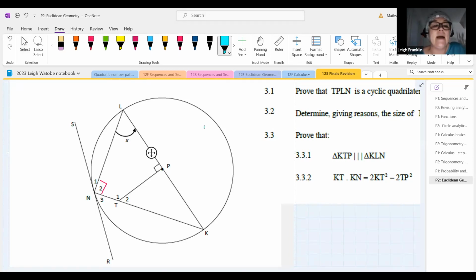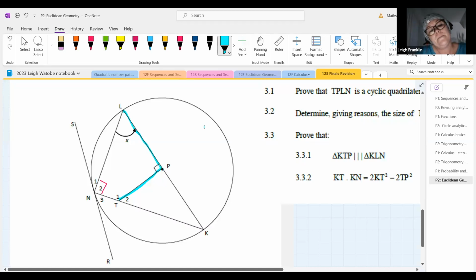So let's go and highlight TPLN. So that's this quad over here. Well, I think we've actually just done it, haven't we? Can you see I wrote down that N2 was equal to X. Sorry, talking nonsense. N2 is equal to 90 because of angle in a semicircle. So N2 and P would add up to 180 because they're both equal to 90. So therefore, the opposite angles of this quad are supplementary. So the quad has to be cyclic. Does that make sense to everybody?